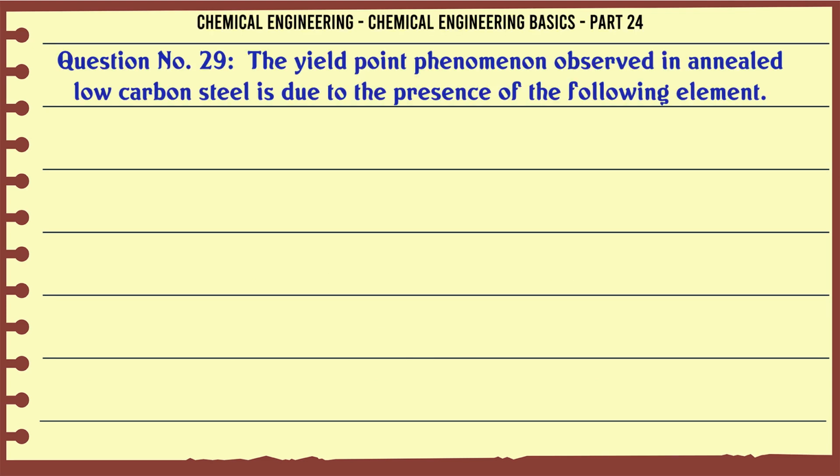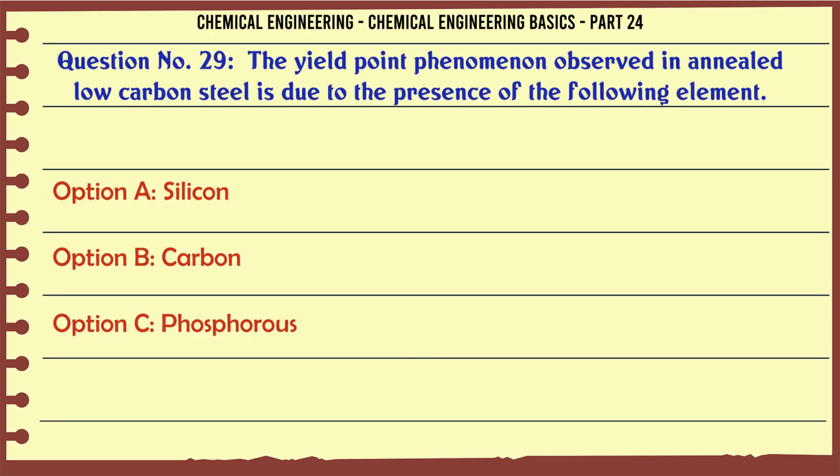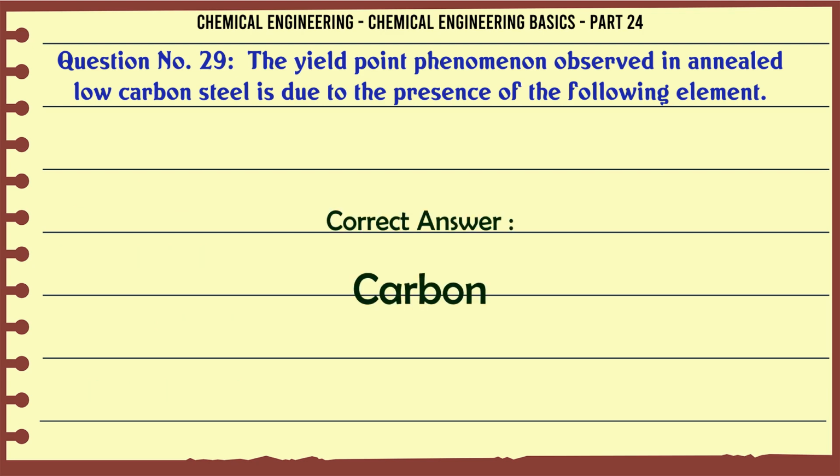The yield point phenomenon observed in annealed low-carbon steel is due to the presence of the following element: A. silicon, B. carbon, C. phosphorus, D. chromium. The correct answer is carbon.